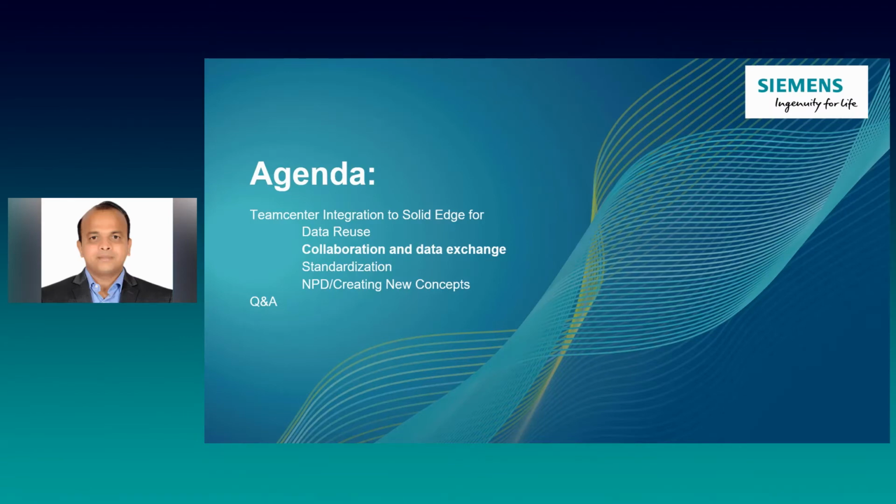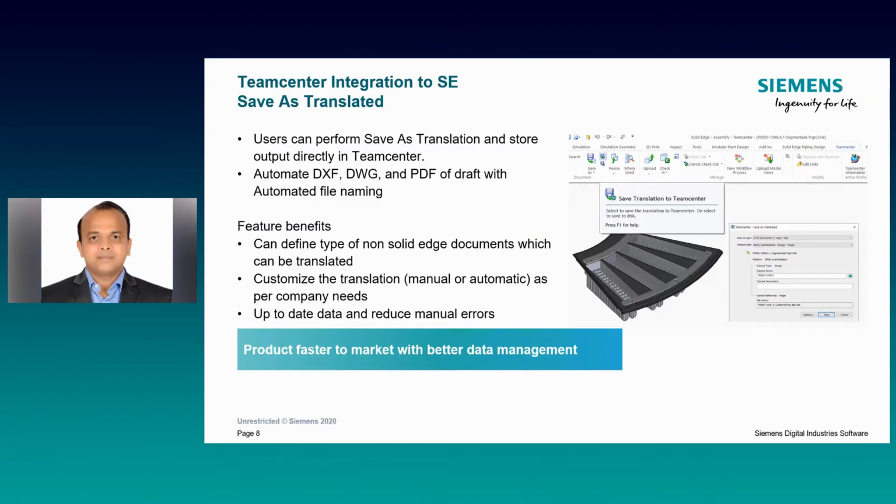Let's see the solution for collaboration and data exchange. Many times you want to translate Solid Edge documents into different neutral formats like STEP, IGS, Parasolid, DXF or DWG, or PDF, and want them to be stored directly in the Teamcenter database, maybe under the same item revision. This Save As Translated feature with Save Translation to Teamcenter helps to store the translated output in Teamcenter.